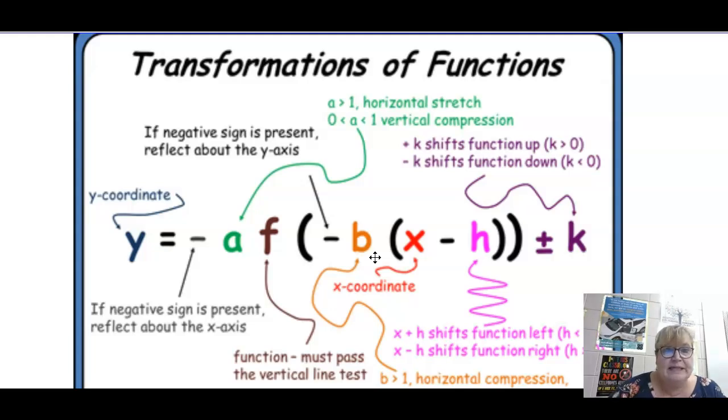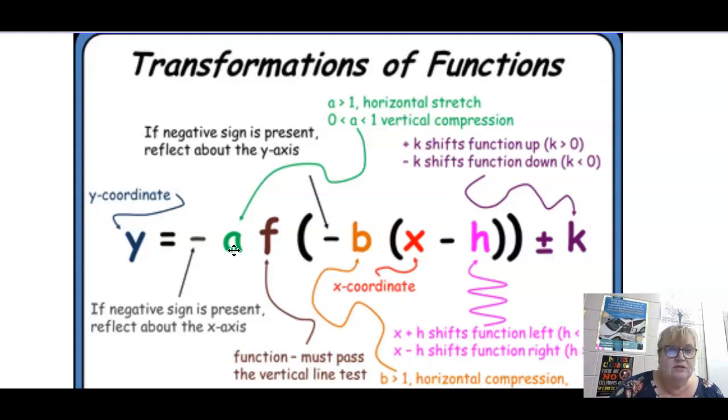The negative inside reflects the graph across the y-axis, so it takes the left side and flips it to the right, and the right flips to the left. Then the next thing you would talk about is the A out here, and that would be horizontal, and that is not the opposite of what it seems.